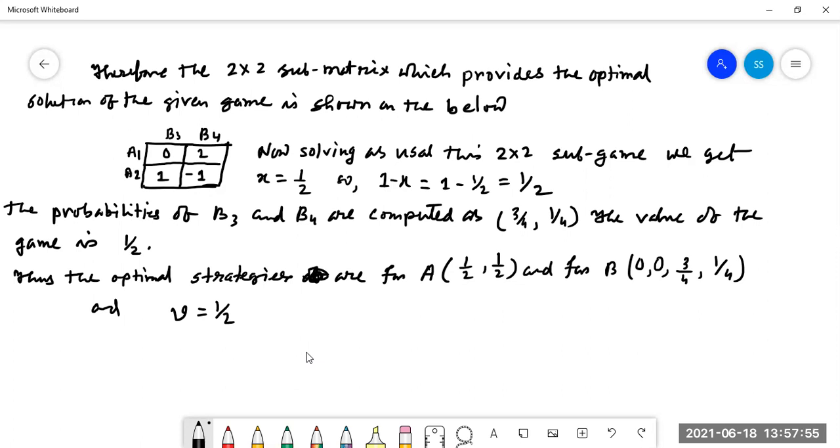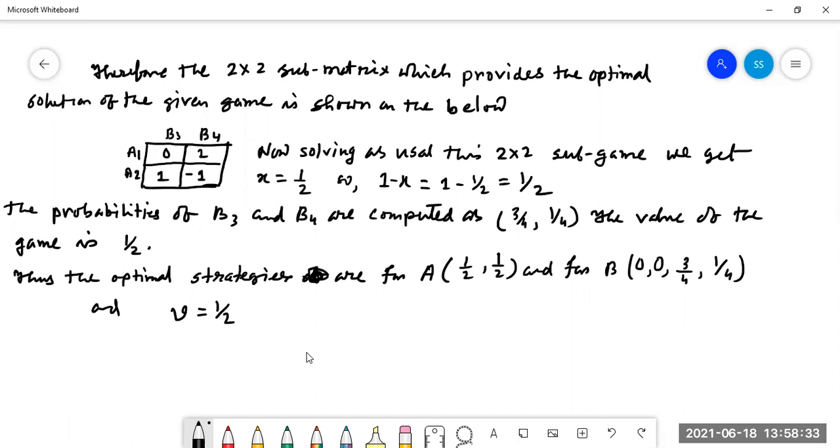Because here we are getting the cutting point of the L3 and L4 lines, and L3 is associated with B3 and L4 is associated with B4, only courses of action B3 and B4 will come in. Otherwise B1 and B2 remain unchanged, so they remain indifferent. They are not coming into the course of action. That means they should be put as zeros in the strategy, and obviously their probabilities will be 0.